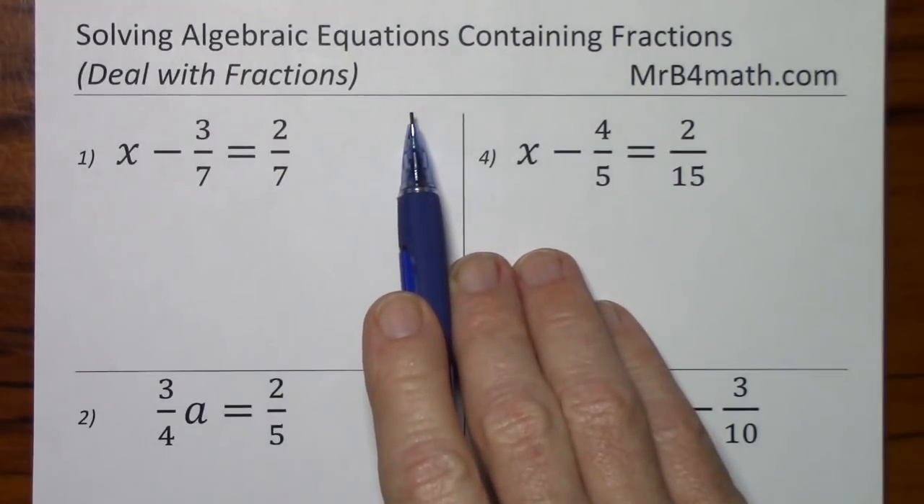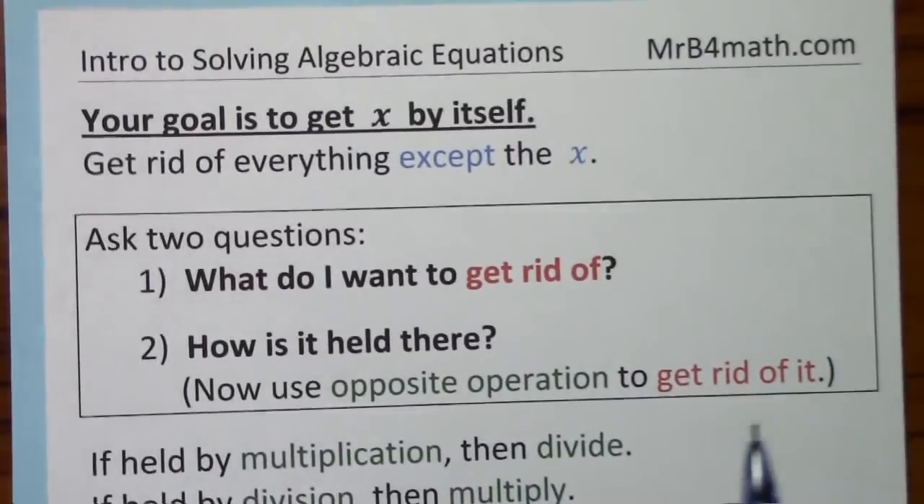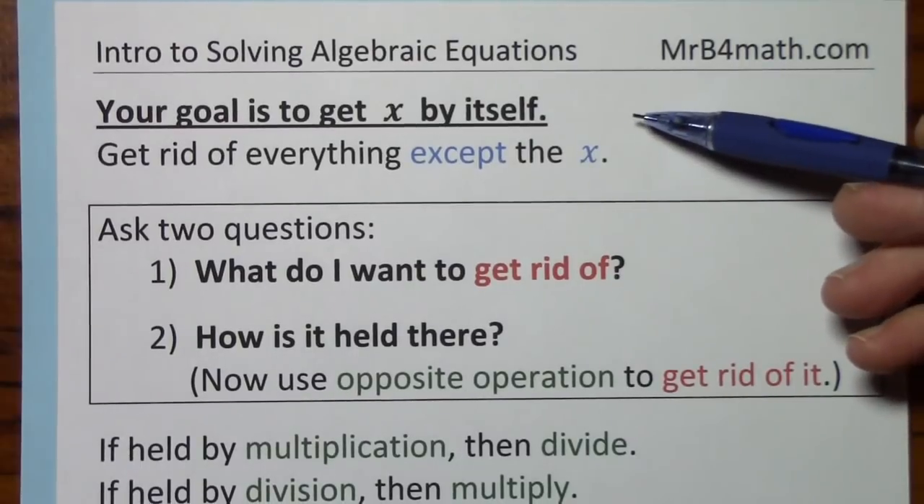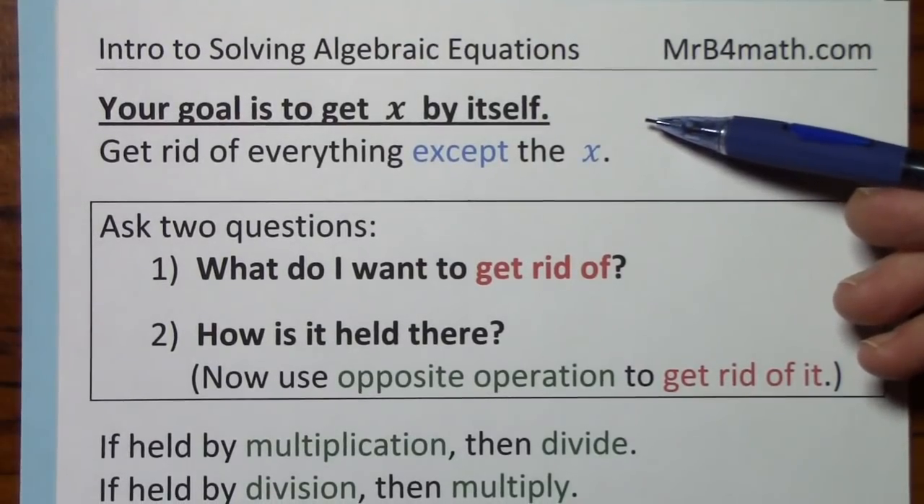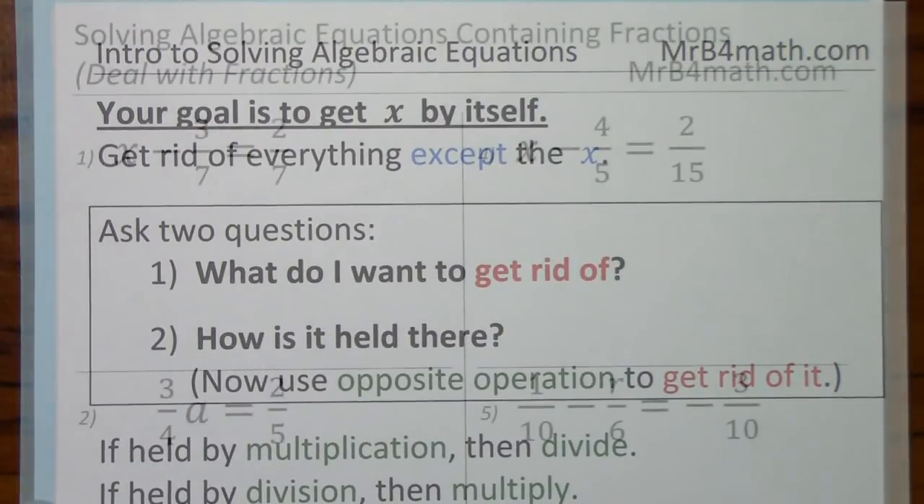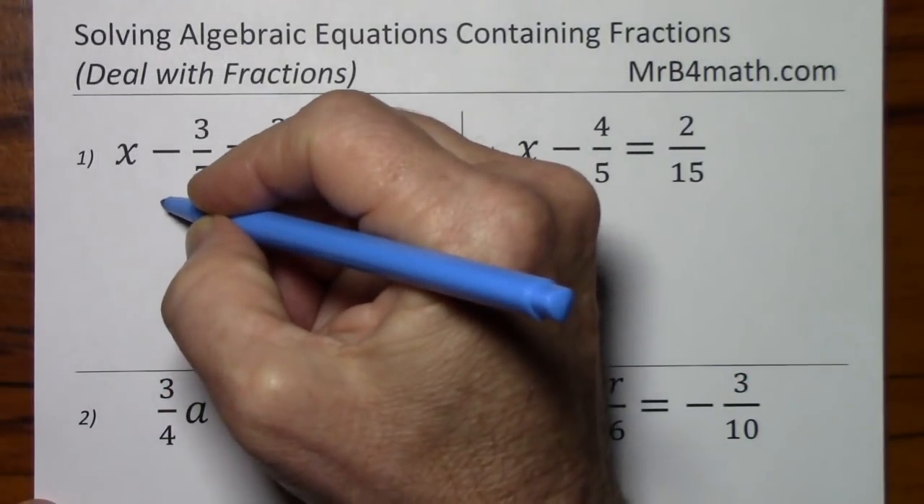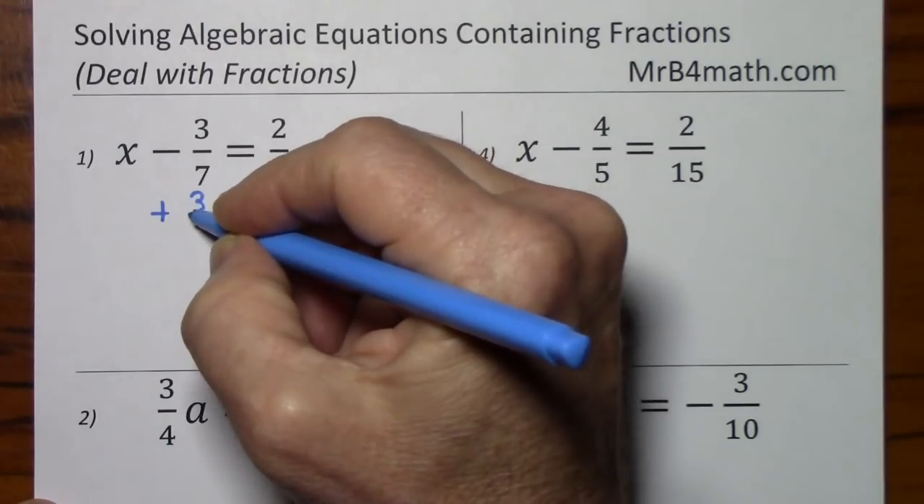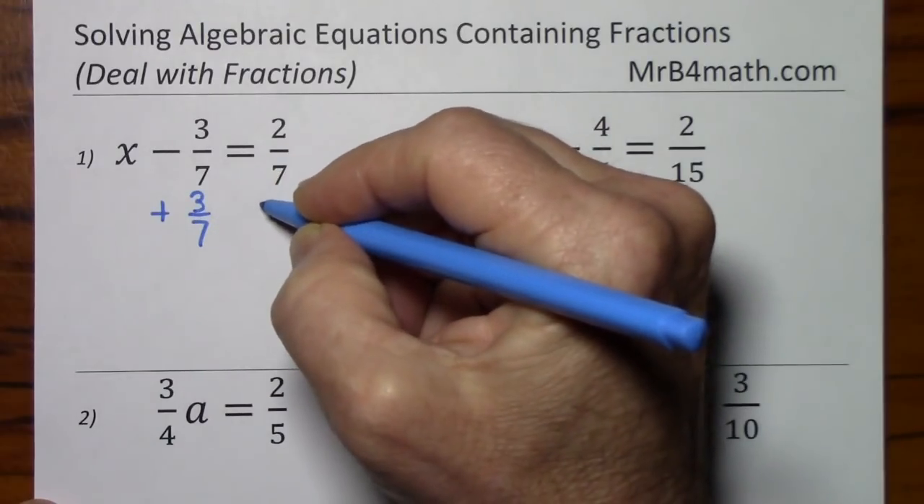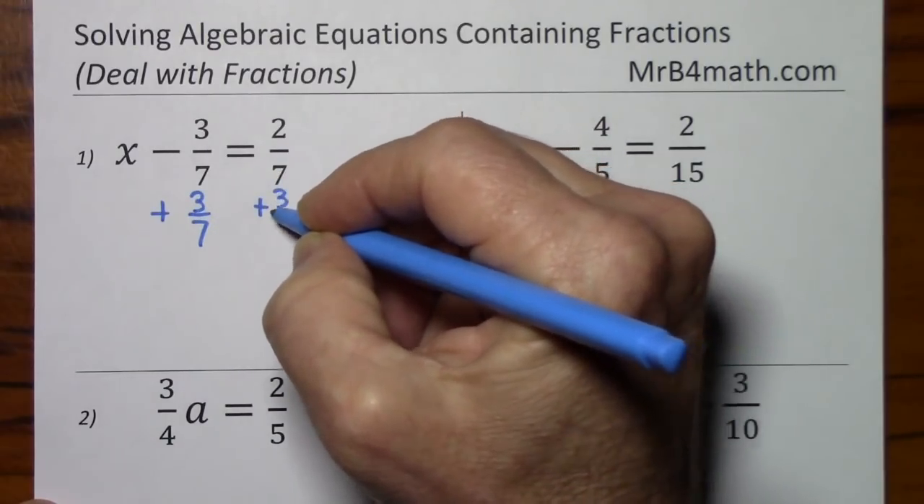In solving algebraic equations containing fractions, I will assume that you're already familiar with solving algebraic equations that do not contain fractions. On the first problem, we want to get rid of the negative 3/7. So we put a positive 3/7 underneath. You do the same on the other side of the equal sign.